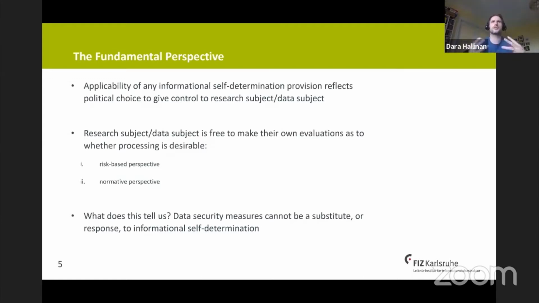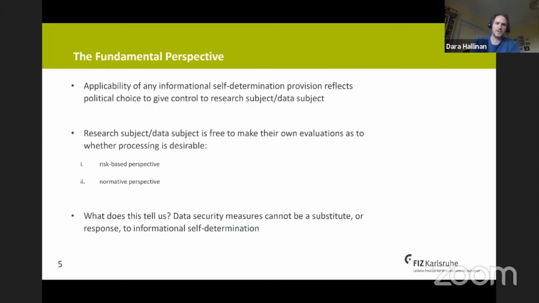And you can consider this evaluation process itself from two different perspectives. The first is the risk-based perspective. This is the perspective that is really overwhelmingly considered in data protection discussions, and has been up to now, both in academia, I think, and also in jurisprudence.